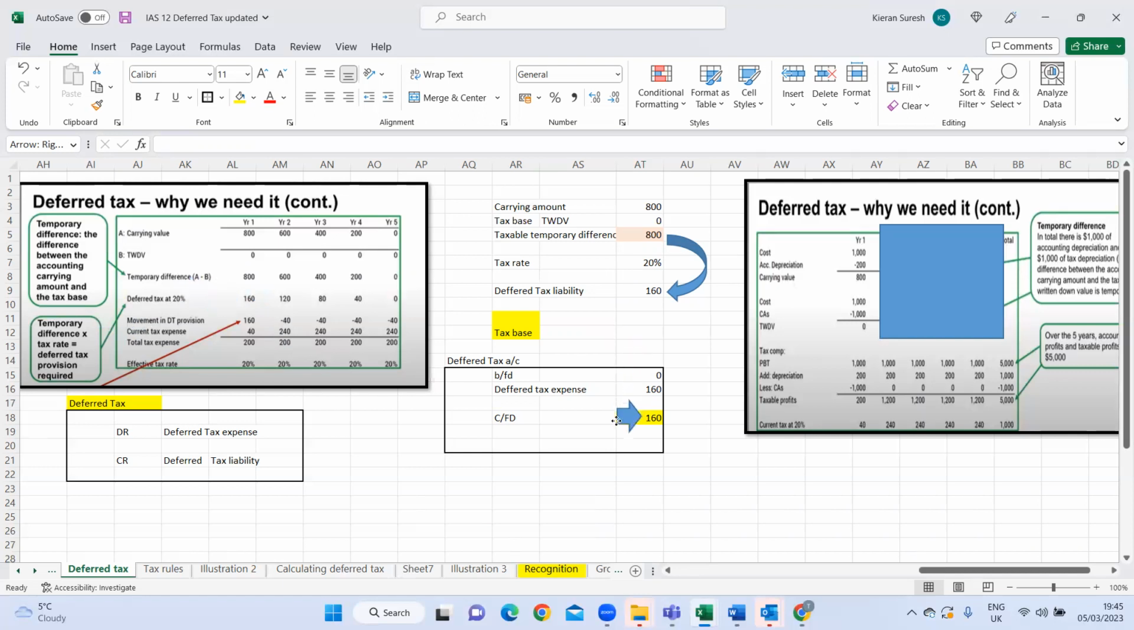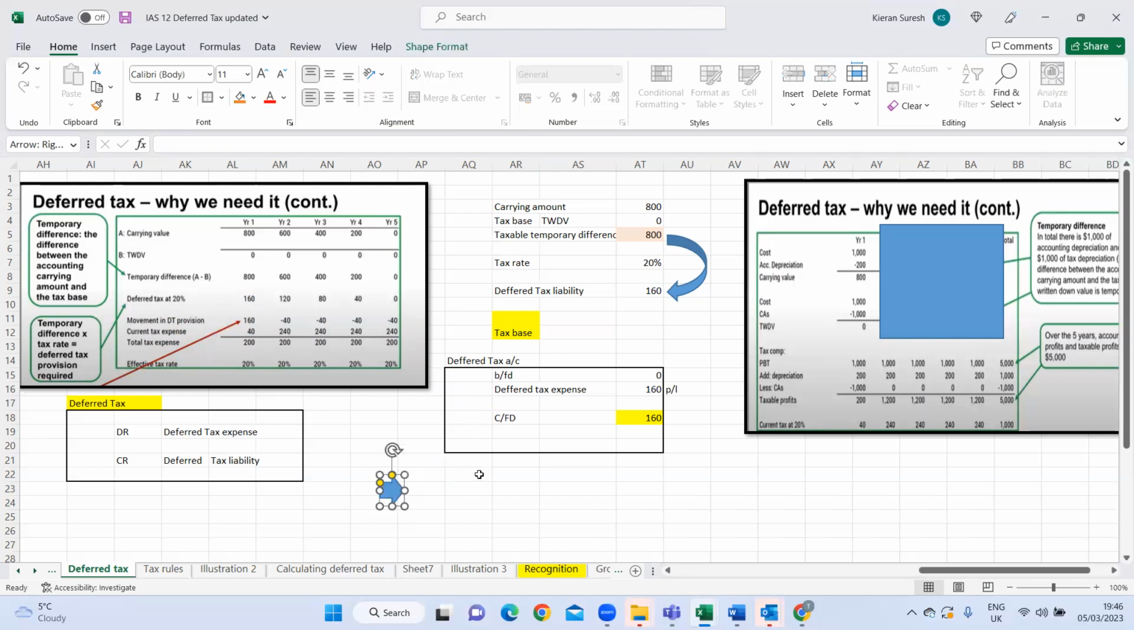This is the liability figure, 160. The movement, meaning the difference between the closing and the opening balance, is what goes to the profit or loss, right? So that's done. And also we have already computed current tax based on the taxable profit. In the earlier examples we computed this 40 based on the taxable profit. So deferred tax and current tax make up my tax charge that goes to the profit and loss account. That's done.